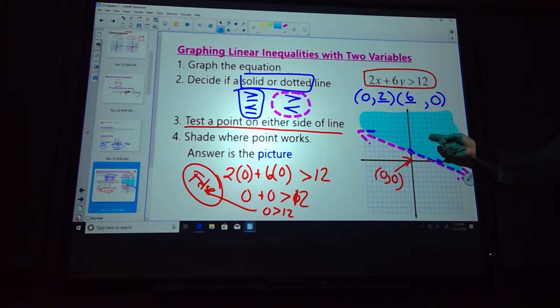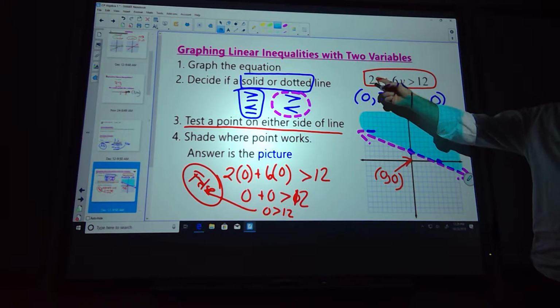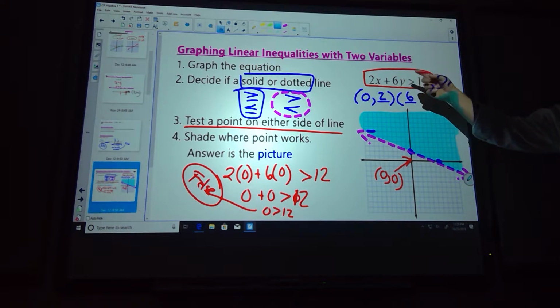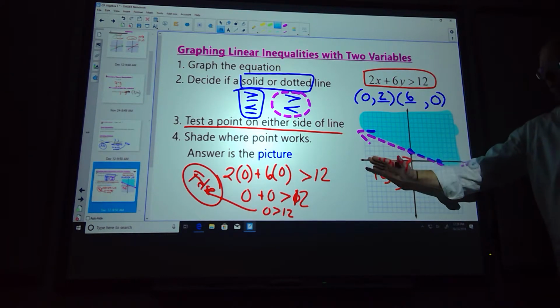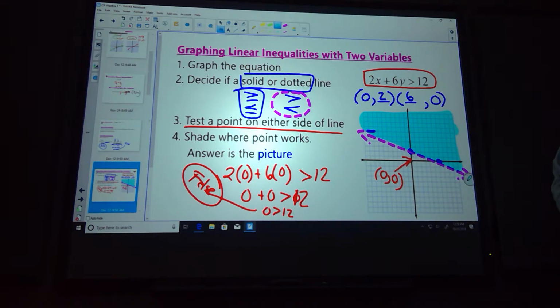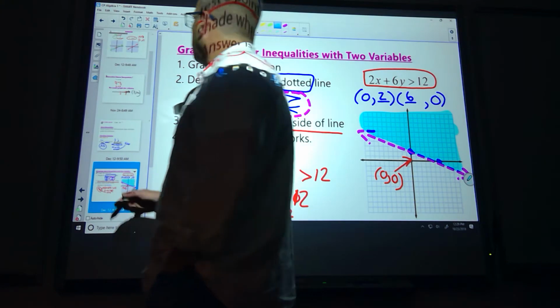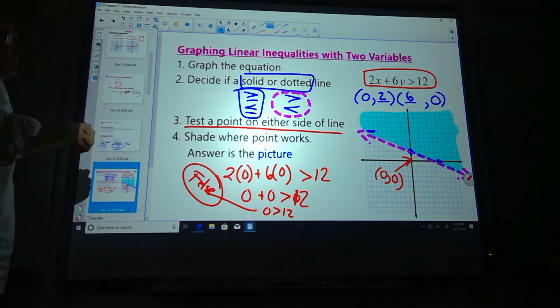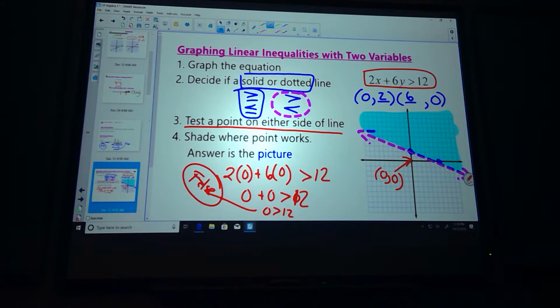So if I pick, say, 5 comma 5, that would be 10 plus 30. That's 40. 40 is greater than 12. If I pick, like, negative 10, 10, plugged it in, I'd get negative 20 plus 60. Well, that's going to give me 40. 40 is greater than 12. So any point I pick up here gives me a true statement. Any point I pick down here gives me a false statement. So you're figuring out what region is true or false. Does that make sense? Did I make that clear? I hope I did.